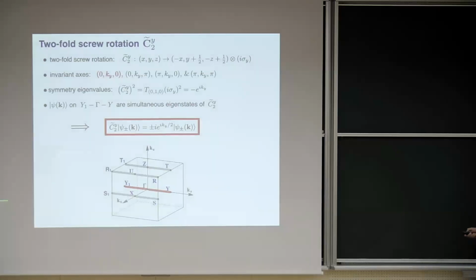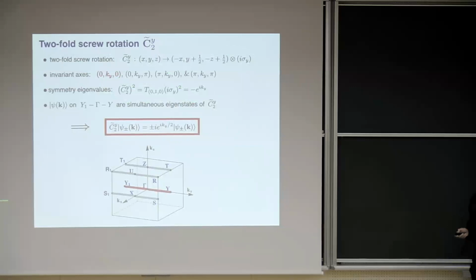So we start with the first generator, the twofold screw rotation. That's like this on the coordinates, and it basically leaves these four axes invariant. So for simplicity, I'm only going to focus on the ky axis here. And so on this invariant axis, you can then label the eigenstates in terms of the eigenvalues of this screw rotation symmetry. And we can find these eigenvalues by simply squaring the screw rotation symmetry. So if you apply the symmetry twice, you get a unit translation in the y-axis. And then you also square the spin part, the Pauli matrix. So this gives you a -1.